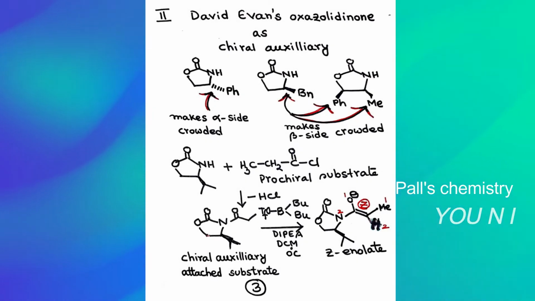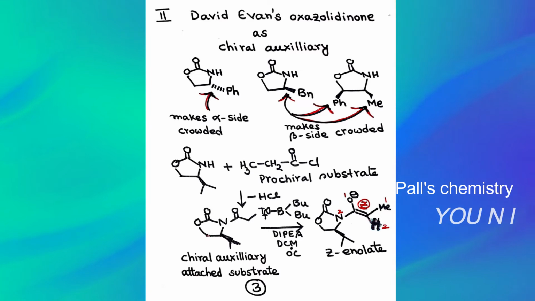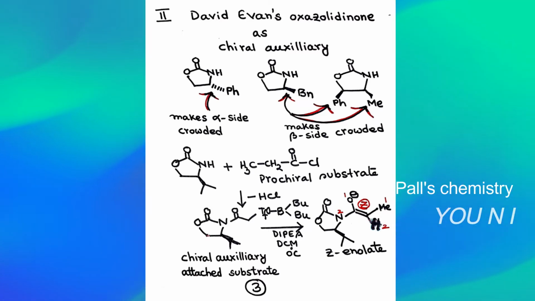Now let us change our strategy for enantioselective crossed aldol reaction. Now we are going to take the help of another chiral auxiliary, which is nothing but David Evans oxazolidinone. Now in case of chiral oxazolidinone, there will be some groups at the chiral center, and depending on the orientation of those groups at the chiral center, there will be some facial biasness.